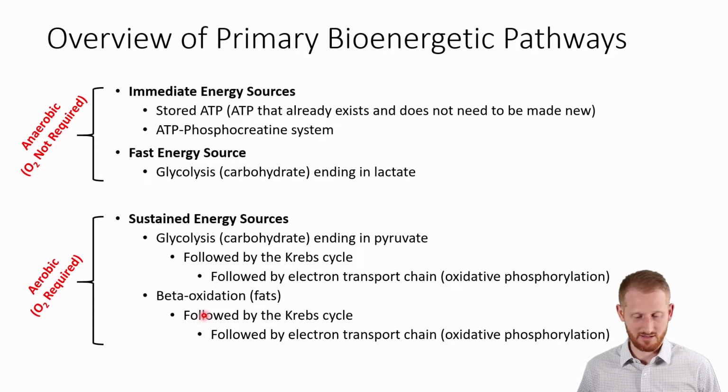Let's talk about fats. So the process of making energy from fats is beta oxidation, and this is going to be creating some molecules that will go also into the Krebs cycle, just like the aerobic version of glycolysis did. And so it goes into the Krebs cycle and then eventually into the electron transport chain, and it produces a lot of energy that way. Notice that we have carbohydrates, we have fats. We do not have protein listed on this slide. There's a reason for that, and let's go over that right now.